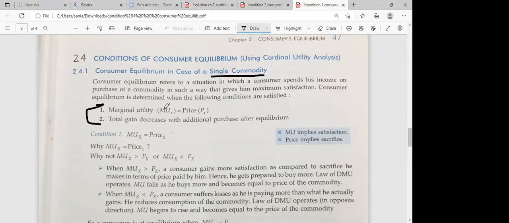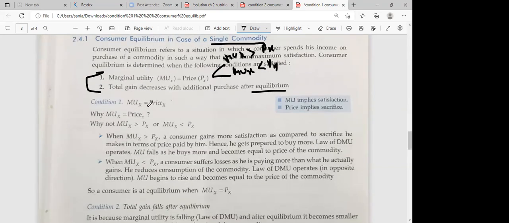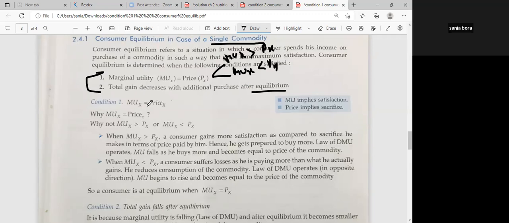Condition one is that MUX is equal to PX, and the second is that total gain decreases with additional purchase after equilibrium. Okay, so when MUX is equal to PX, there can be two situations. For example, MUX is greater than PX, or MUX is less than PX. You just have to remember two things and you can do the entire thing.